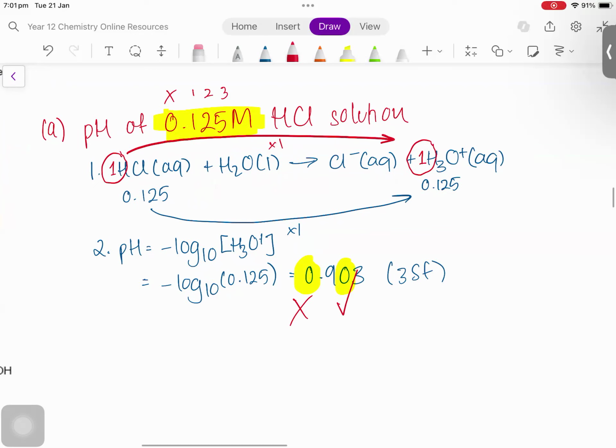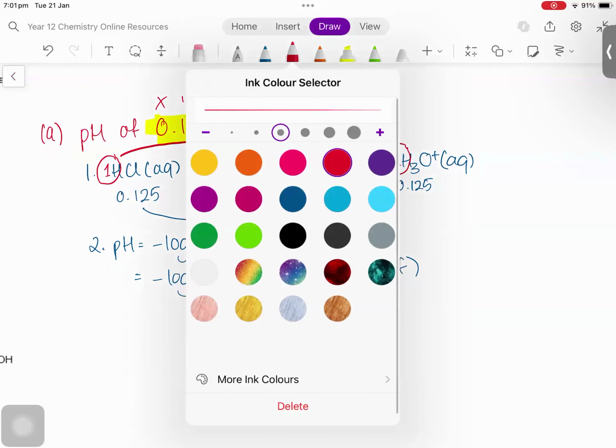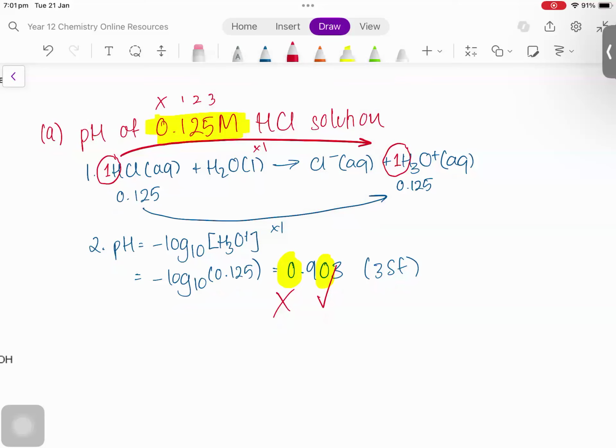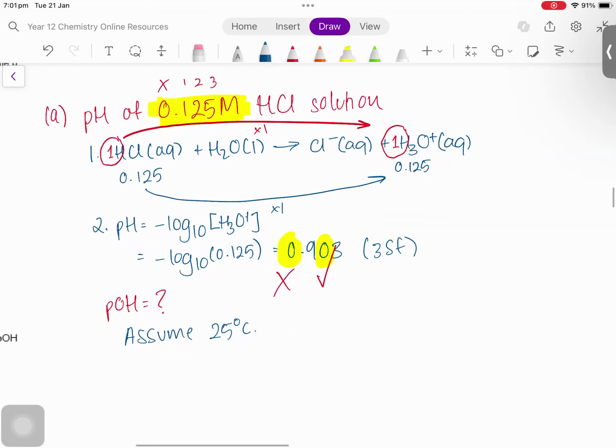Okay. All right. Now let's say I'm just gonna build on this question. I won't make it a separate one. Part A asks you for pH. What happens if it also asks you for pOH? They haven't given me a temperature. If they haven't given you a temperature, you just assume 25 degrees Celsius. So if I'm assuming 25 degrees Celsius, what's the equation that relates pH and pOH, Roland, if I'm at 25 degrees Celsius?